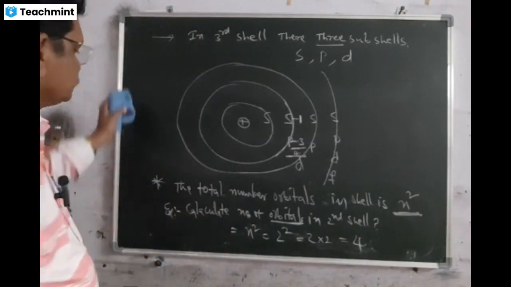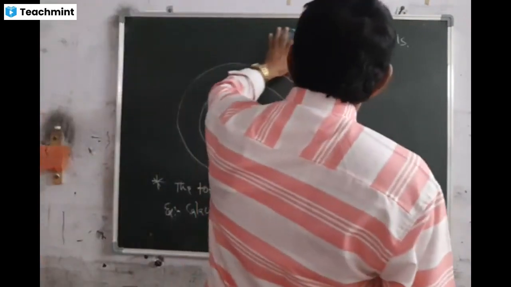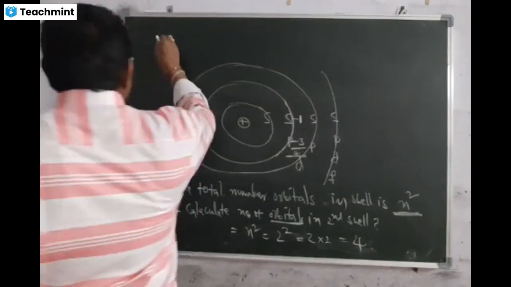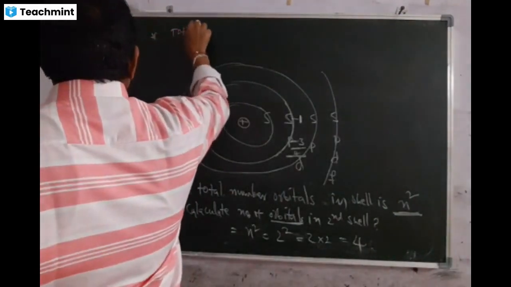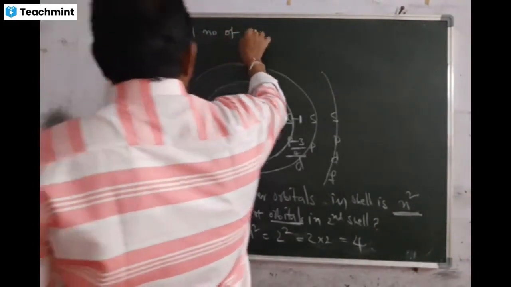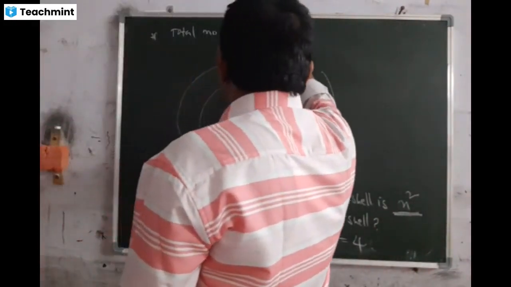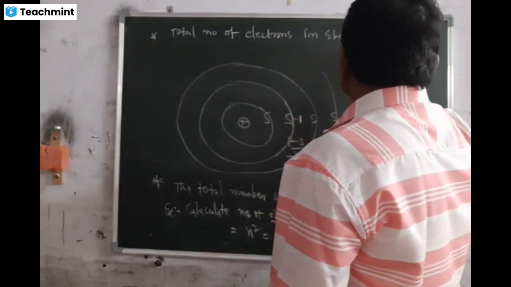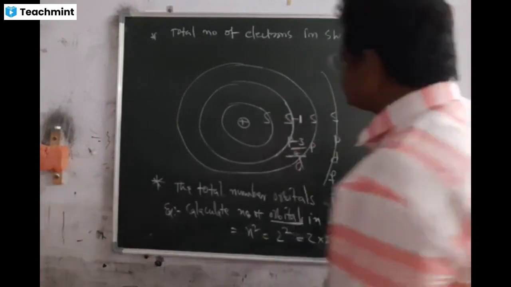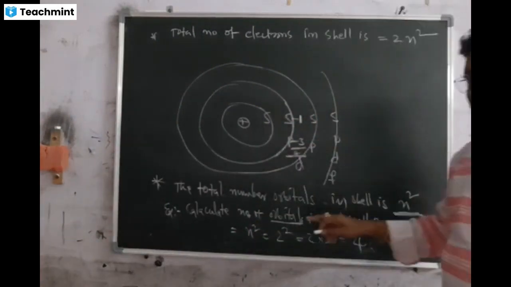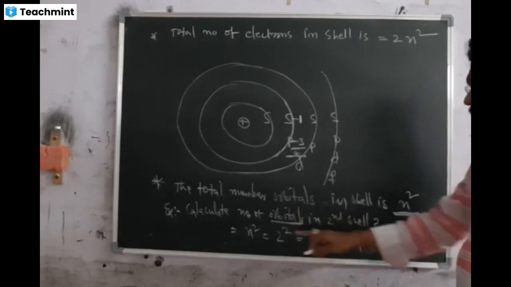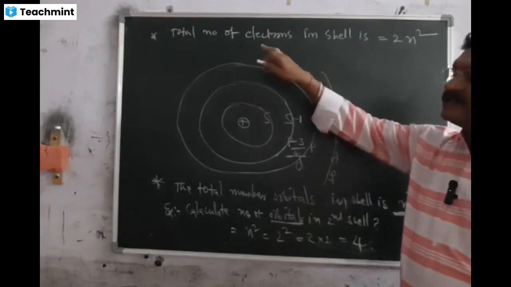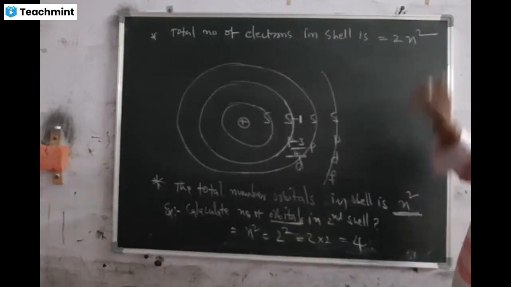Then another formula I give you. If you want to calculate the total number of electrons in a shell, for this we use the formula 2n square. If we want to calculate the orbitals in a shell, we use n square. For instance, to calculate the total number of electrons in a shell, we use 2n square. Okay.